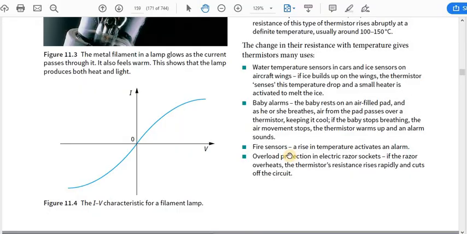Then we have it in fire sensors. A rise in temperature activates an alarm. Overload protection in electric razor sockets. If the razor overheats, the thermistor resistance rises rapidly and cuts off the circuit.